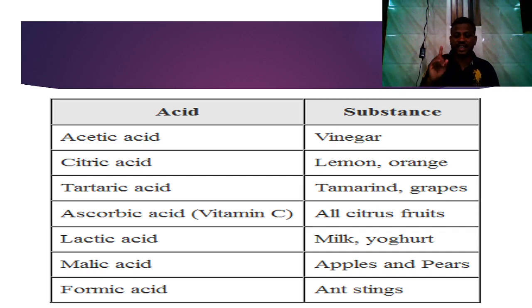Next one is lactic acid, which is present in milk and yogurt. Malic acid is present in apples and pears. Formic acid is present in ants, the red ant. Whenever a red ant bites us, we feel a burning sensation because of formic acid. The red ant contains formic acid as a weapon in its body.